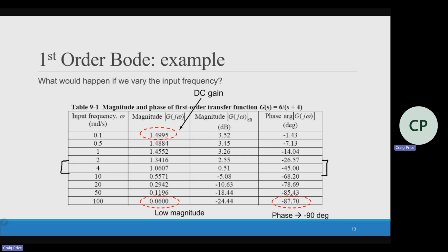Look at the phase angle. What's the phase angle at it? Negative 45. This is where we hit the halfway point for the phase angle, how far it's trailing behind. But this is also what's called the corner frequency, because this is where the magnitude does turn the corner pretty drastically.